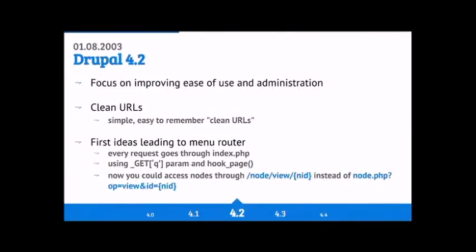So then after another 6 months, we got new Drupal. It now had clean URLs as we know them today. And we are getting to see the first idea toward some sort of menu router in Drupal. Basically now we don't have individual PHP files like admin.php or account.php. Now everything goes through index.php, and it introduced a q parameter, and then this parameter would call hook_page. So basically each module was implementing its own routing inside that hook.